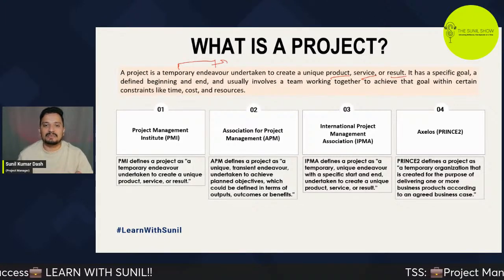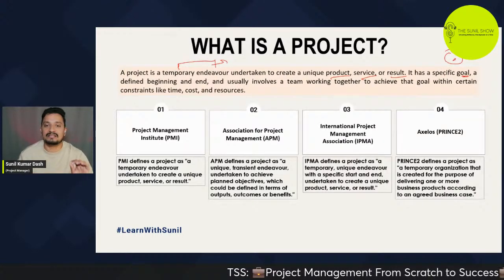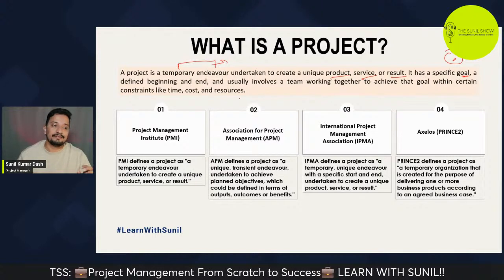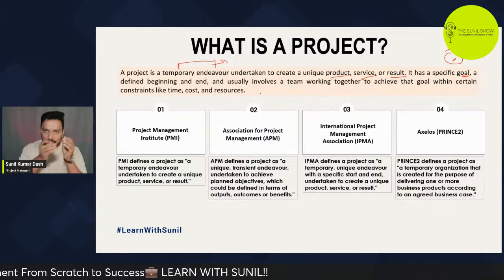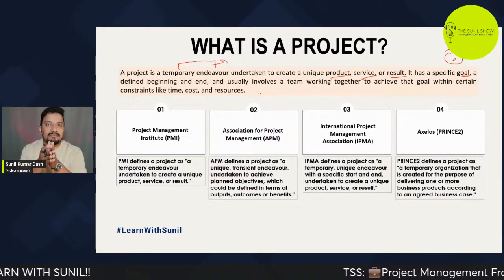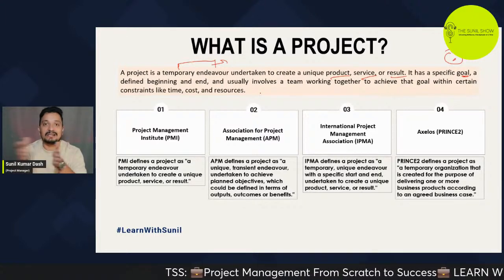Now it has a specific goal, right? The important thing we need to understand is that a project has a specific goal that we need to achieve. Similarly, it has a defined beginning and end, that means a start date and an end date. So let's say I'm planning to start a project in September 2024, which will last till September 2025. That's the duration we have.